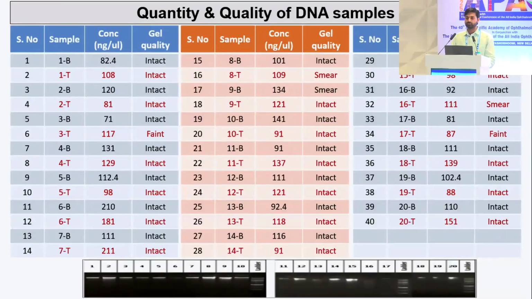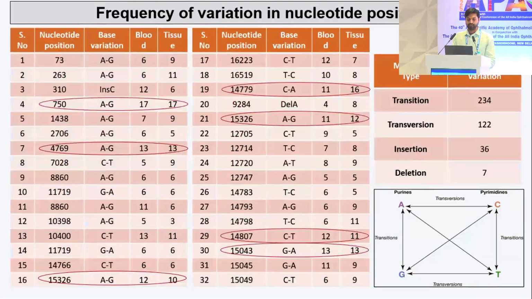Next, we went for DNA isolation, followed by whole mitochondrial genome sequencing. We found that there are variations in all the samples, more than 500 in total. The majority were transition-type variations, like adenine to guanine or guanine to cytosine. These are the highlighted variations which are repeated in many of the samples, like the variation at position 4769, where adenine was converted to guanine in 13 samples of both blood and tissues. Similarly, at position 15326, adenine again converted to guanine in 12 and 10 cases of blood and tissues. We are doing mitochondrial sequencing on more samples to conclude these variations at the protein level, whether there is any amino acid change or protein change in keratoconus corneal tissues.